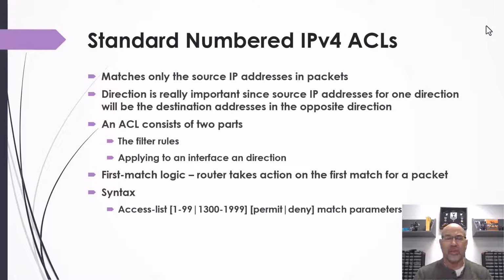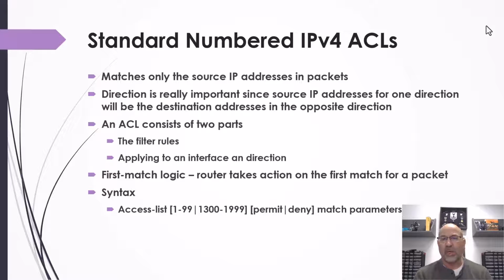Now, the other thing that we talk about is first match logic. If you have a whole bunch of rules, I'm interested in packets that have this source IP address, I'm interested in this packet that has this destination IP address, the first rule that matches is the one that the IOS is going to act on. So it doesn't matter if you said, well, I really wanted this packet to match line number 4, but if there was a line earlier than that, that's the one that the IOS picks. It doesn't know which one you prefer. Our basic syntax is access-list, and then the number, and then permit or deny, and then whatever our match parameters are.